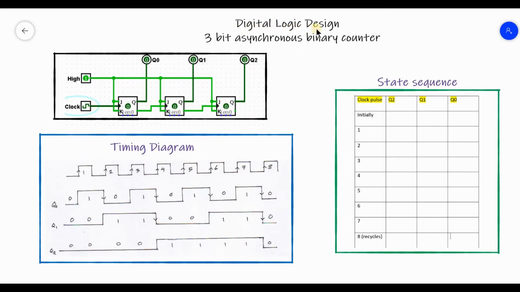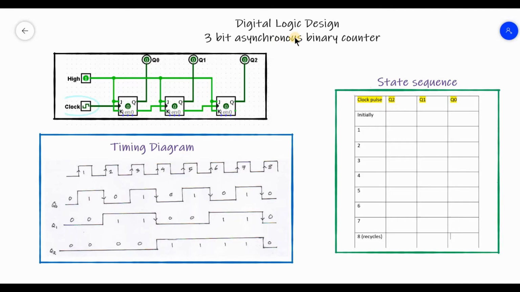So in today's video of digital logic design, we are going to study the 3-bit asynchronous binary counter. Before I move on to the stages or the functions of the 3-bit asynchronous binary counter, I would like to brief a bit about counters and then about asynchronous counters. Counters can basically be of two types. One is the ripple or asynchronous counter and the other one is the synchronous counter. We shall discuss only the asynchronous counter in today's video.